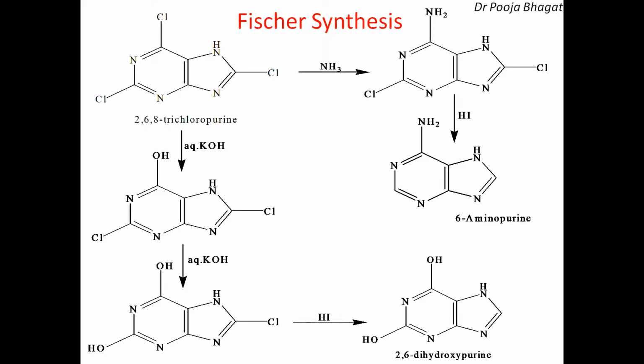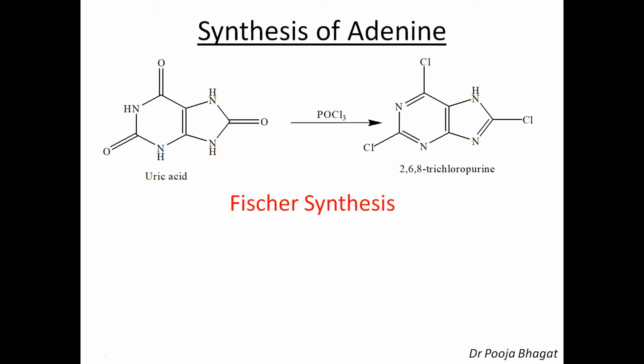Okay. So in the Fischer synthesis, we will start with uric acid. We treat it with phosphorus oxychloride to get it converted into 2,6,8-trichloropurine. And then depending upon which purine we have to prepare, we will do the reaction accordingly. So let's see the preparation of adenine and guanine one by one.